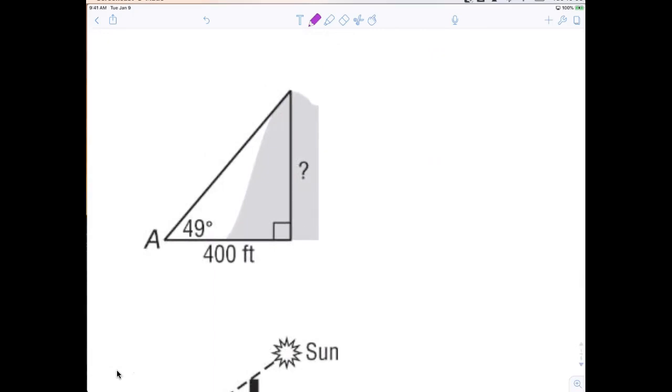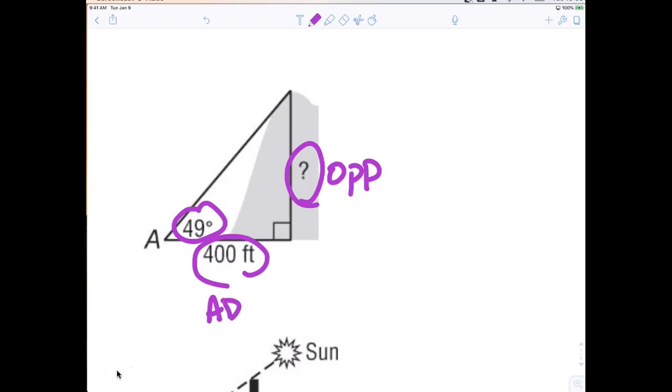Come on now, like I said, the more you review today, the easier the test is going to be on Friday. So now, does anybody recall, we have to circle the three things that we know. And in relationship to 49, the question mark is what? Anybody remember? Opposite. Thank you. And the 400 is the what? The adjacent. Okay, so I'm feeling good.